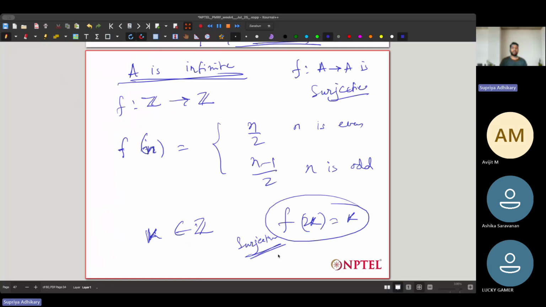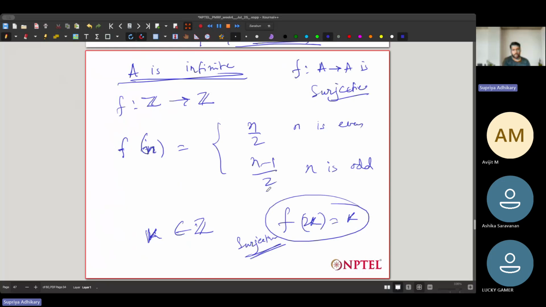So this is definitely a surjective map because for any k we have an image in the integer set such that f of 2k is equal to k. Now the question is whether this is a one-to-one map or not. Because if this is a one-to-one map, then you can say that this is a bijective map. But our target is not to prove that, it is to prove that this is not a bijective map. That is, we just have to show that this is not a one-to-one map.